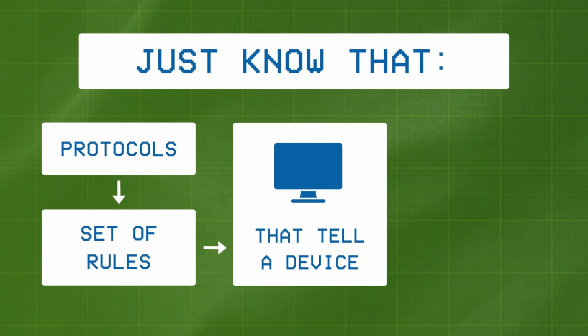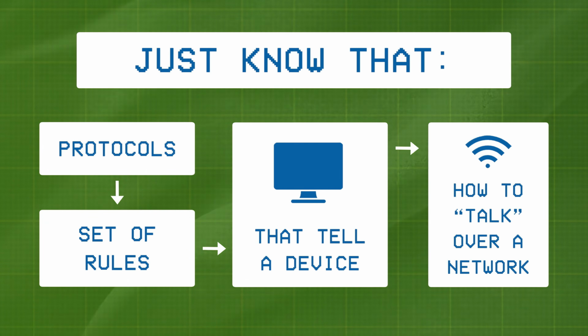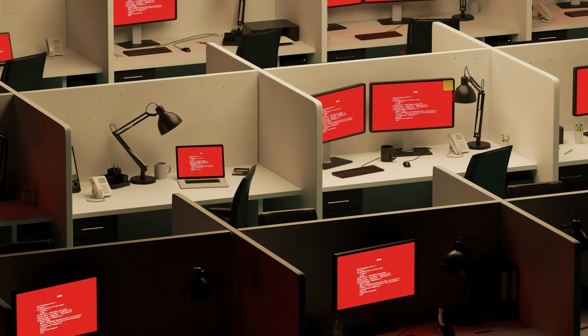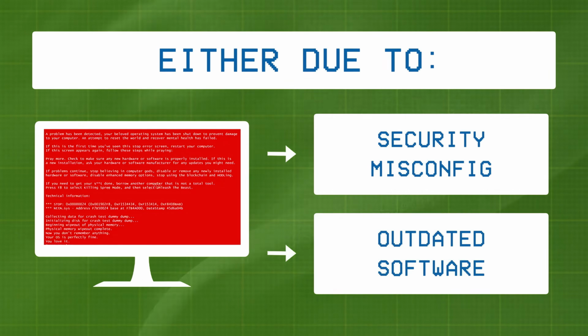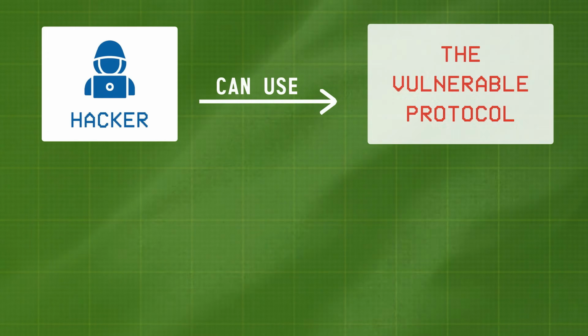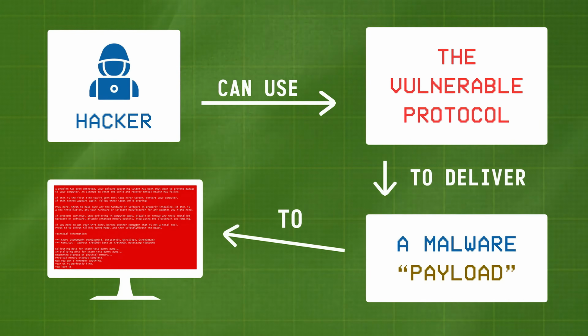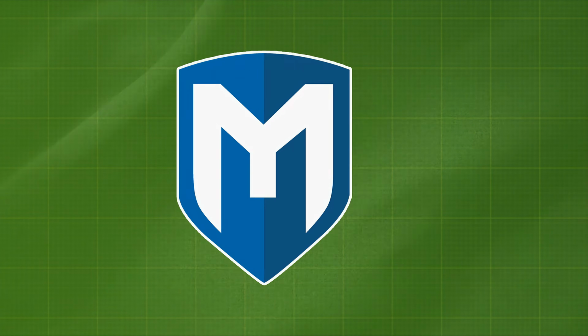If you don't know already, protocols are a set of rules that tell a device what to do or how to communicate over a network, and if any devices or systems connected to a network are running a vulnerable protocol, either due to security misconfigurations or outdated software, a hacker can use that protocol to deliver a malware or payload to that system, and remotely get access without the user of that system doing anything. This is made possible with the help of another tool called Metasploit.